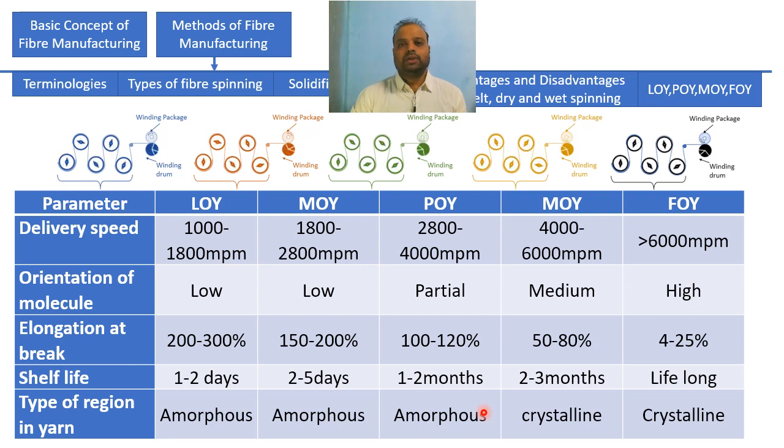So overall, you can say who has the highest strength. Highest strength is possible if the number of crystalline regions is higher. So FOY yarn has the ability to have a higher strength. But if someone wants a higher elongation, in that case LOY yarn is suitable, because LOY yarn has 200 to 300% stretchability. So the highest stretchability is possible with LOY yarn, and the highest strength can be obtained through FOY yarn.